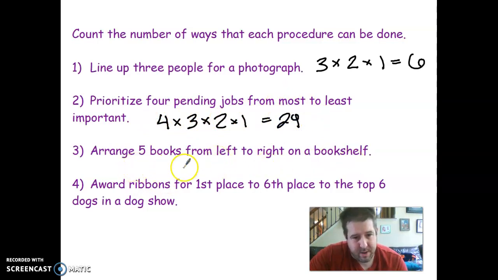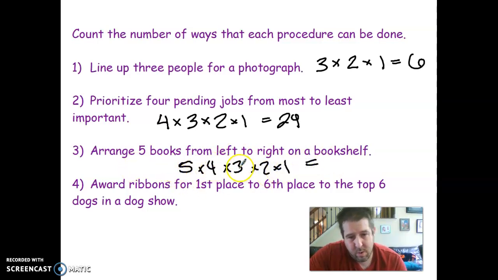Arrange 5 books from left to right. So there's 5 books when you pick the first one, then 4, then 3, then 2, then 1. That's going to be 20 times 3 is 60, times 2 is 120 ways.